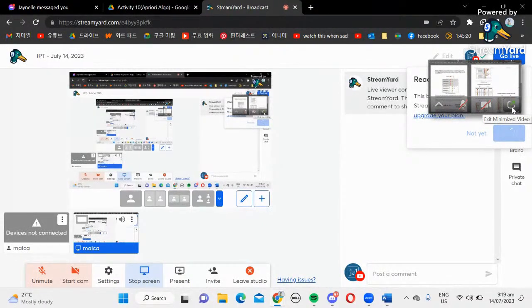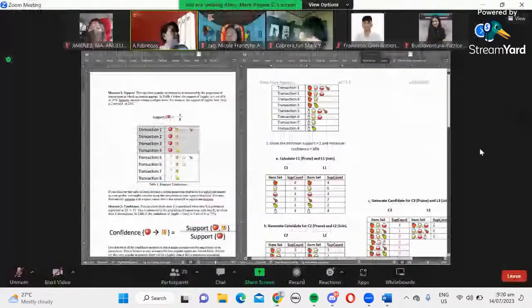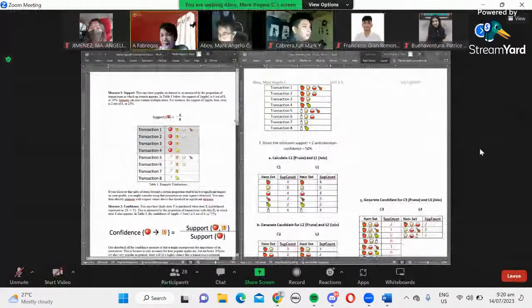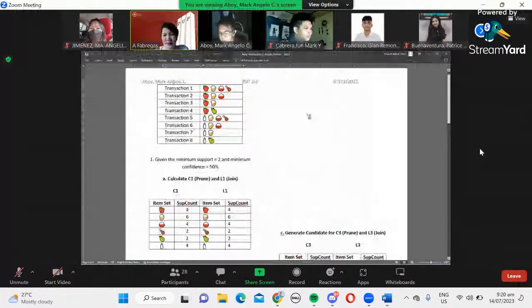Hindi ko kita, Mark. Paano lang? Pa-zoom lang, please. Tama ko pa po ba tong problem, ma'am? Hindi na, okay na yan. Naintindihan nyo na naman yung problem natin. Ayan. So just the solution.